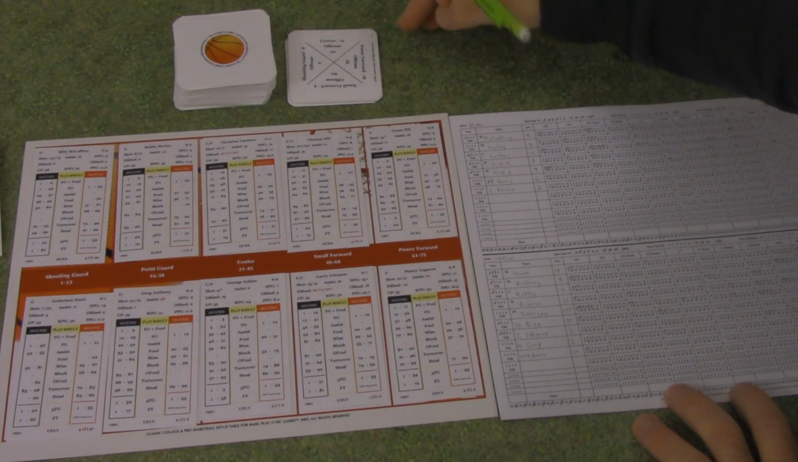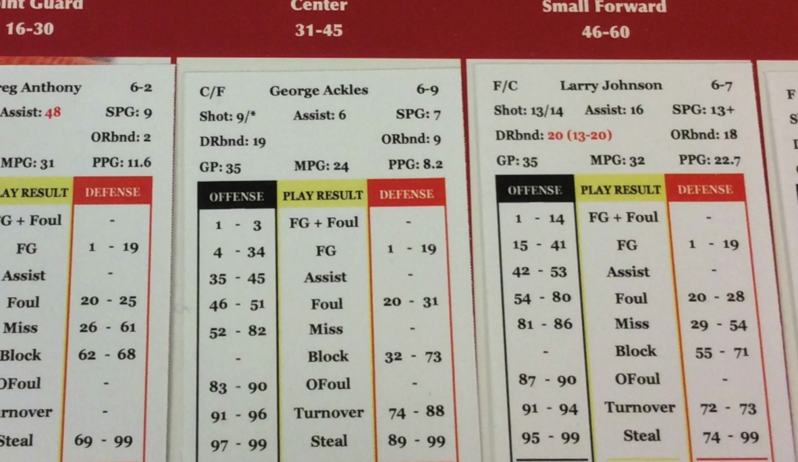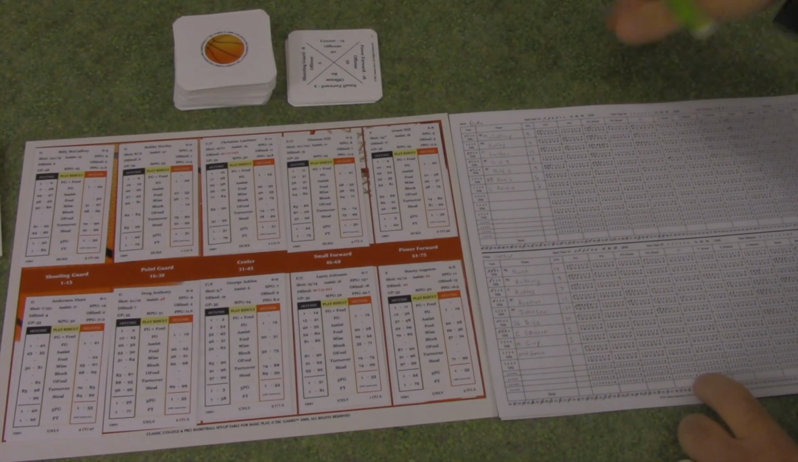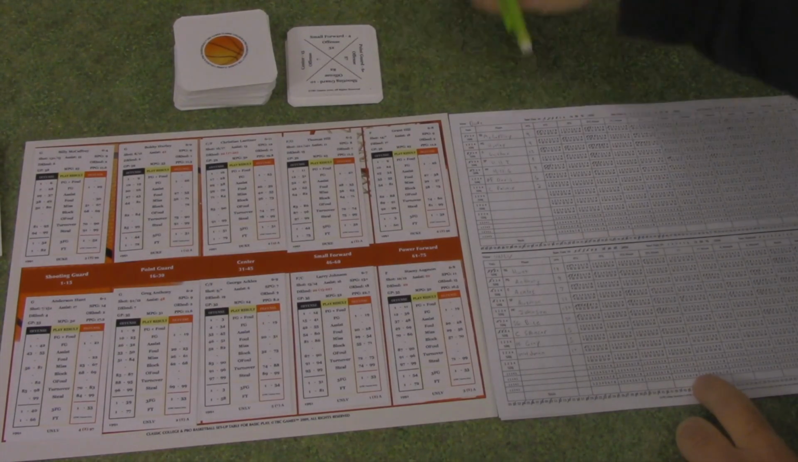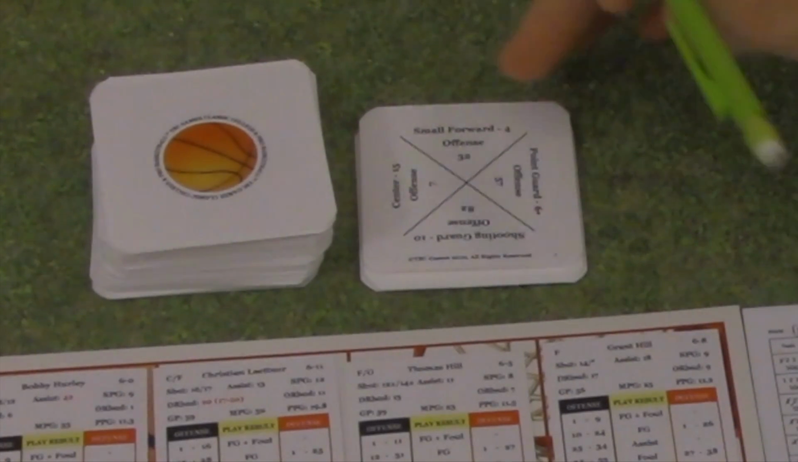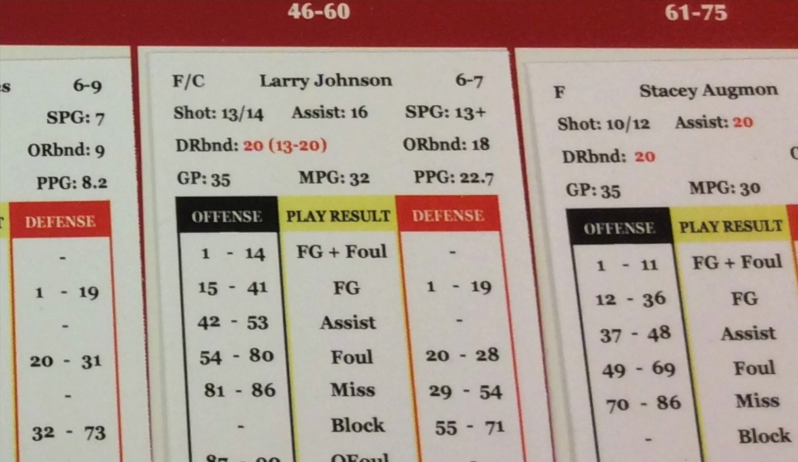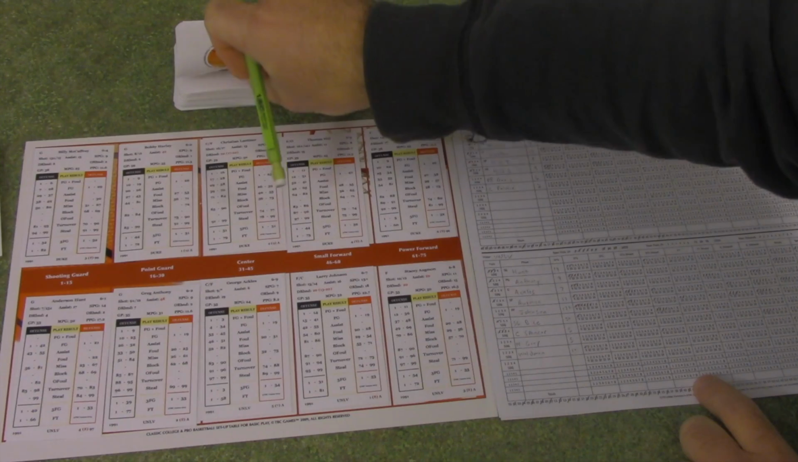So the first person to get a shot is the offensive center. So that's George Ackles. And we see he has an offensive rebound rating of 9, which is not higher than 13. So then we'll flip to the next card. And it's going to be another chance for the offense. And this time it's Larry Johnson, and he has an offensive rebound rating of 18, and he only needed to get a 4. So Johnson grabs the offensive rebound, and then he gets a chance to put the shot right back up.